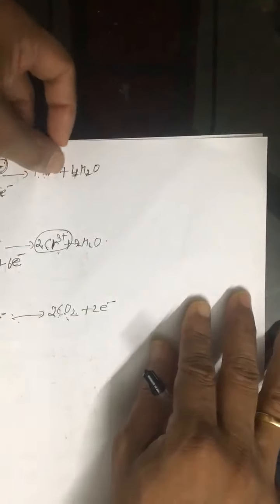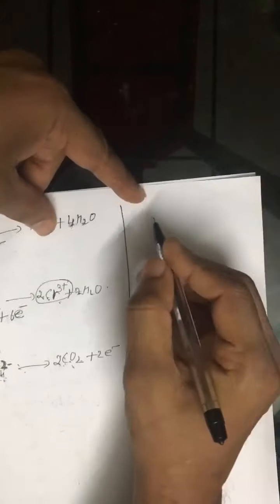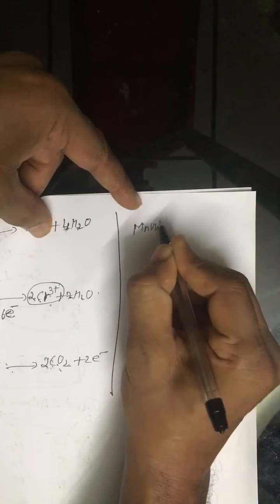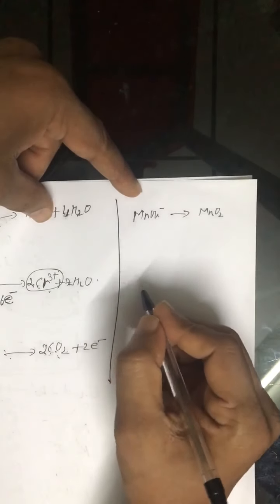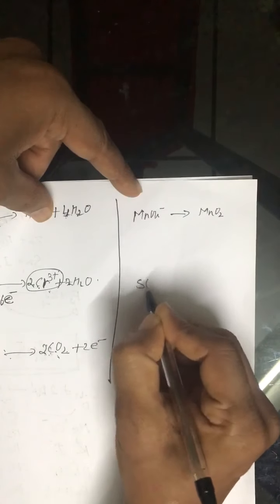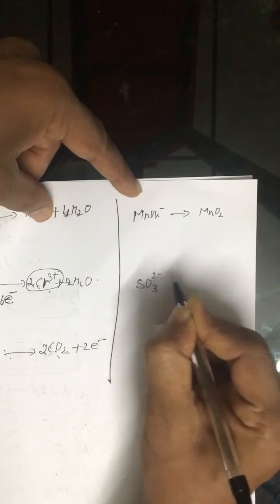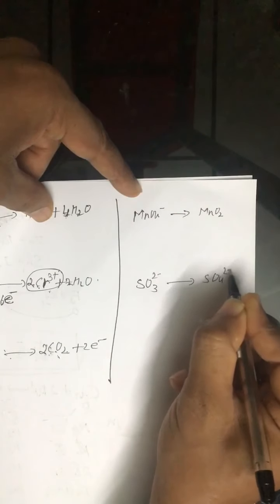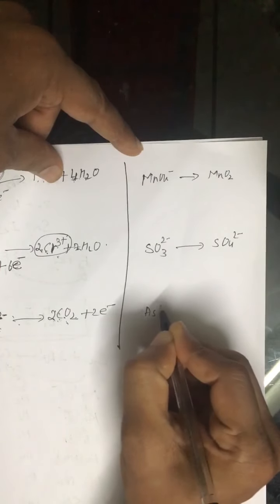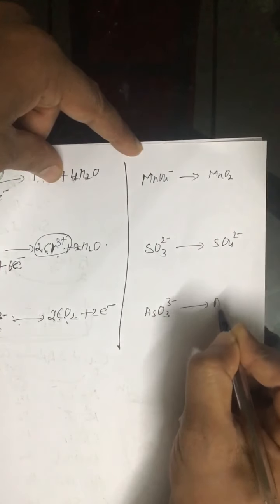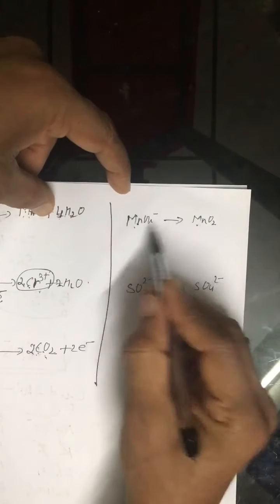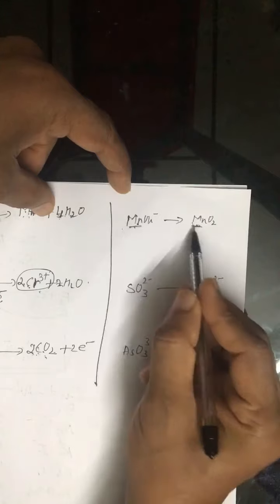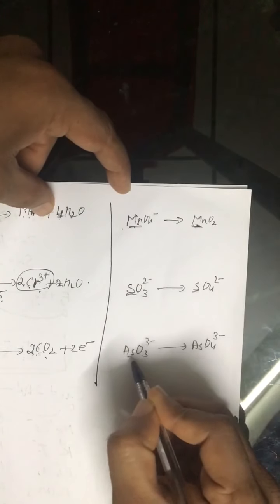And how to balance redox half reaction in basic media. In basic media, suppose we are given, say MnO4 negative is converted to MnO2 in basic media. We are given this reaction, or we are given SO3 2 negative is oxidized to SO4 2 negative, or we are given AsO3 3 negative is oxidized to AsO4 3 negative. So first you have to balance the element which is changing its oxidation state, so that is already balanced. Here also it is balanced.